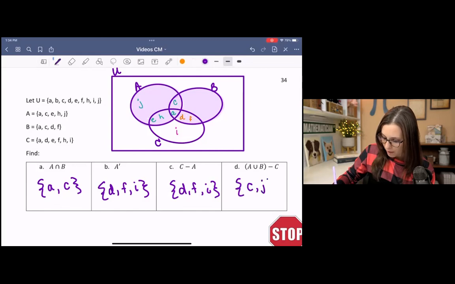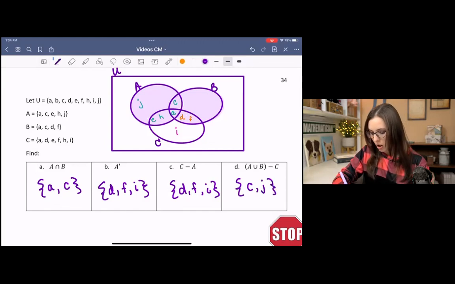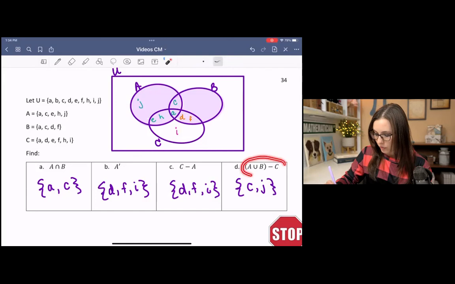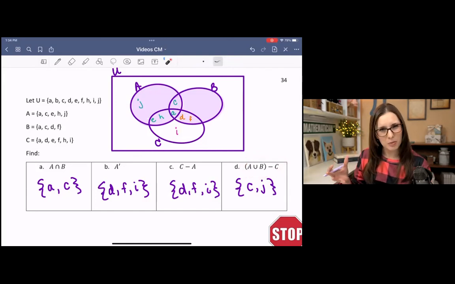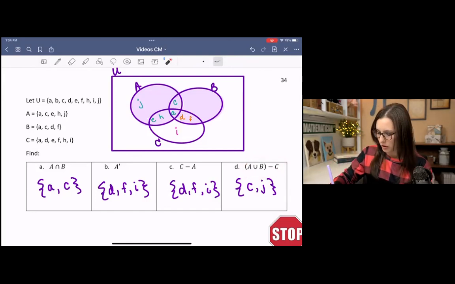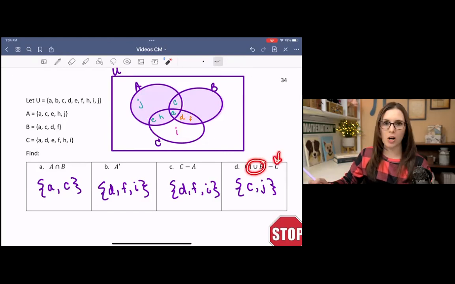So whenever you have multiple operations going on here, you want to deal with it kind of like PEMDAS, kind of like order of operations. We're going to deal with this parentheses first, then the subtraction last.